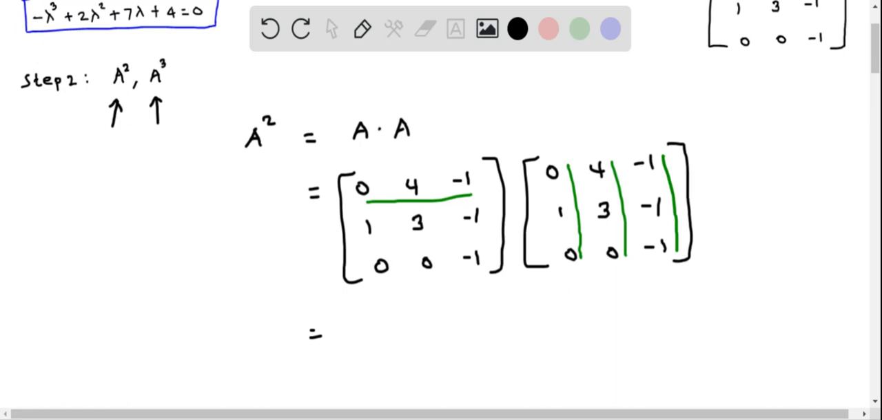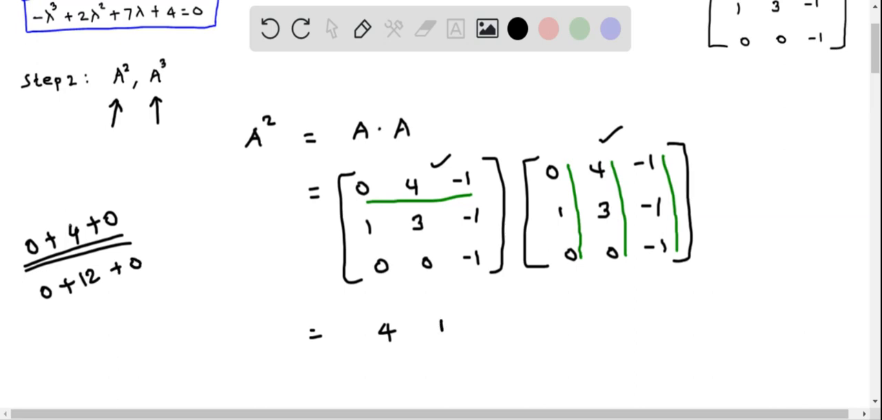That is, 0 times 0 is 0, plus 4 times 1 is 4, negative 1 times 0 is 0. So the first element is 4. I write down 4 here. Now I consider the first row as well as the second column and multiply the corresponding elements. So 4 times 0 is 0, plus 4 times 3 is 12, and then negative 1 times 0 is 0.